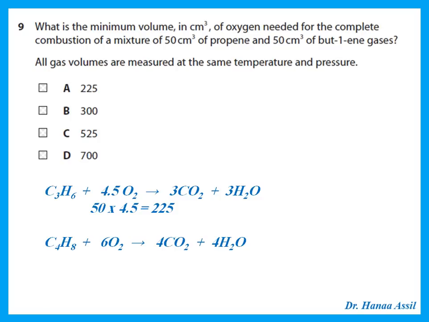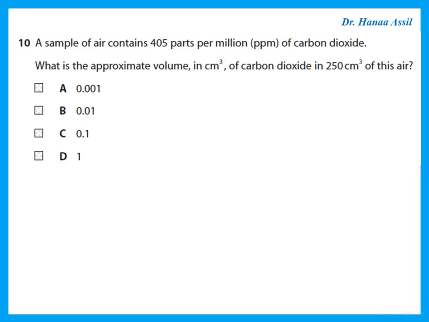Now, butane, also I write the equation balanced. I find that 1 mole of butane needs 6 moles of oxygen. So that means 50 of butane will need 50 times 6, which is 300. So if I have a mixture of these, then the total oxygen needed is 525 centimeter cubed.